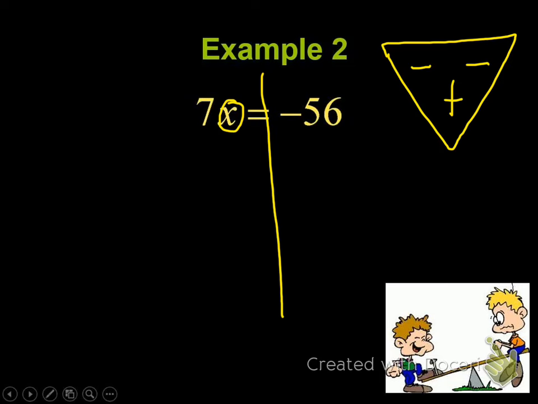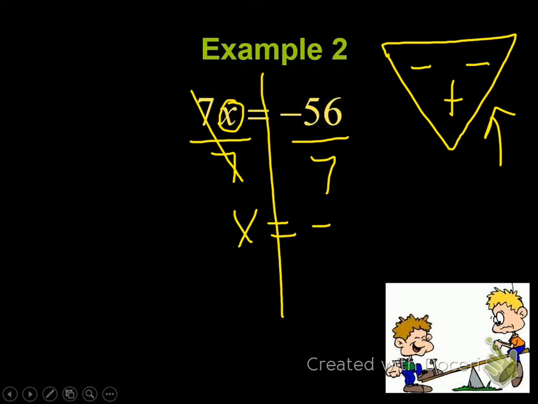We have 7x, or 7 times x, because a number next to a variable means to multiply. So we'll divide both sides by 7 to isolate the x. 7 divided by 7 cancels or gives us 1, which just leaves us with x. Negative divided by a positive, so you can use your diagram up here, means that we're going to have a negative answer. So negative 56 divided by 7 is negative 8.